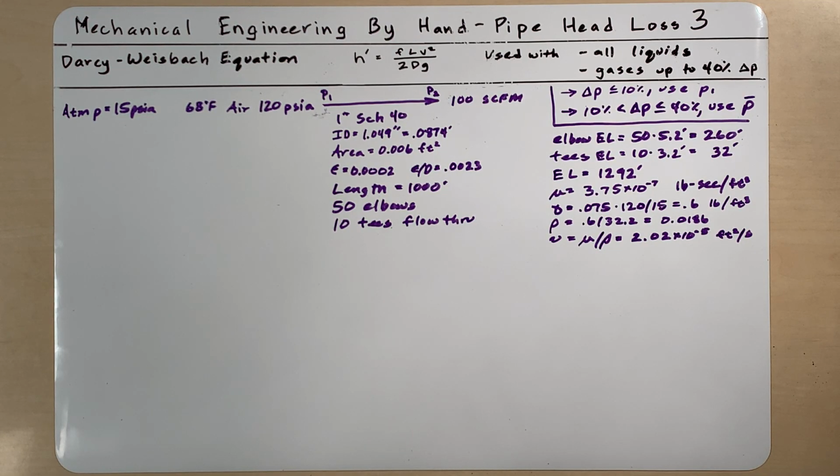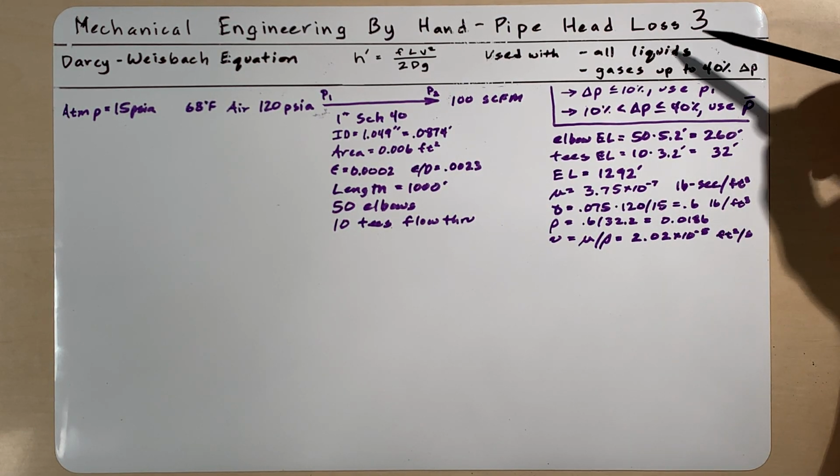Hi everybody, this is Mechanical Engineering by Hand, and in this video I want to talk about pipe head loss with a gas. This is the Darcy-Weisbach equation, which can be used with liquids and gas.